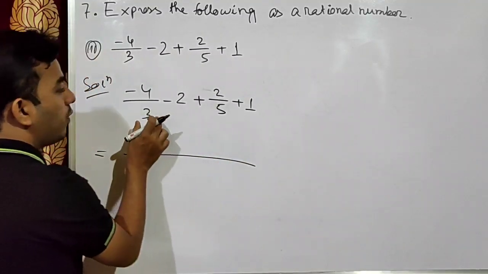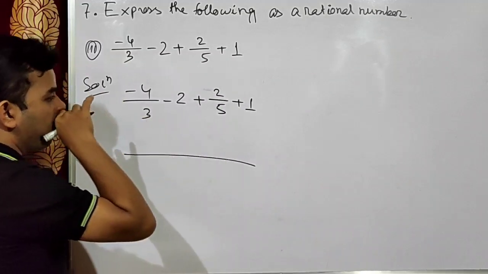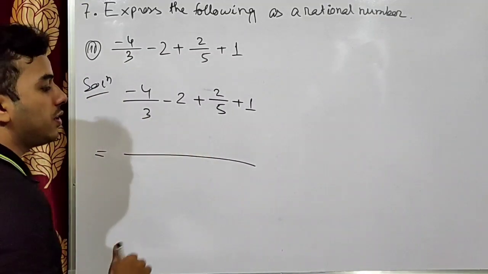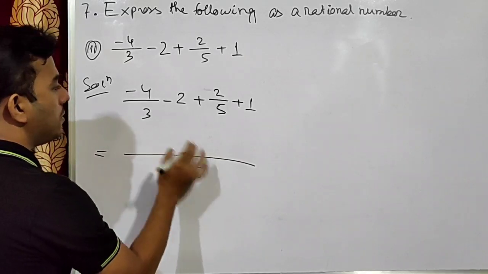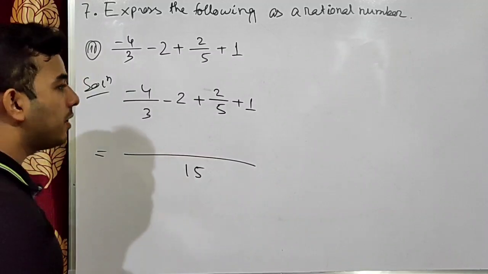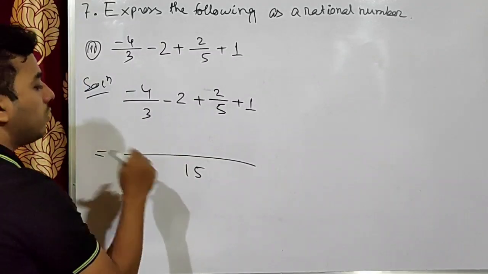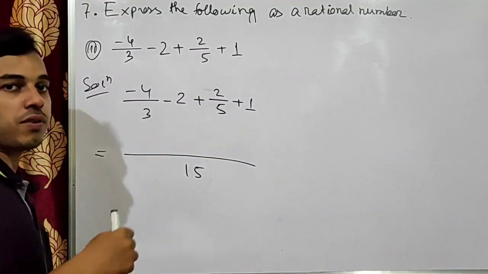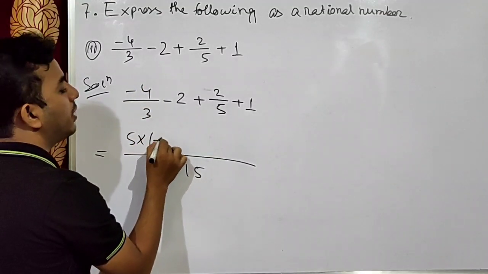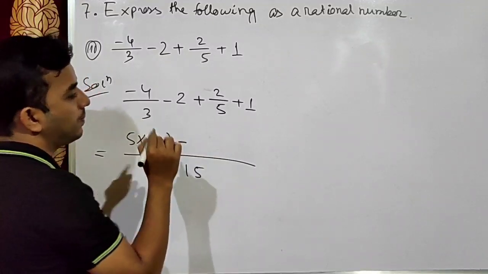Okay, so now let's proceed. Now what we will do? We will find the LCM, that is we will make the denominator same. So 3 into 5, how much is it? 15. Now 15 is divisible by 3, it is divisible by 1 also, it is divisible by 5 also. Clear? Very good. Now 15 divided by 3 is how much? 5. So 5 into its numerator, that is minus 4. Now minus, clear?